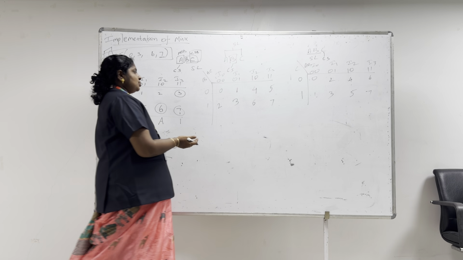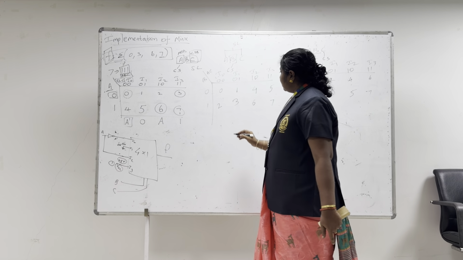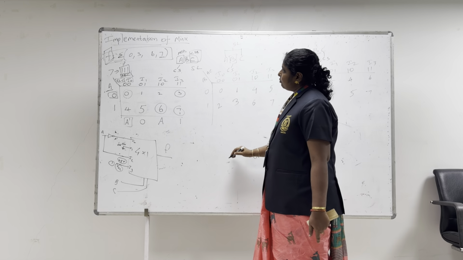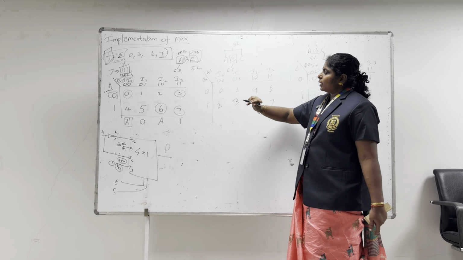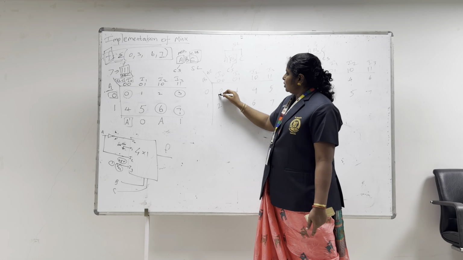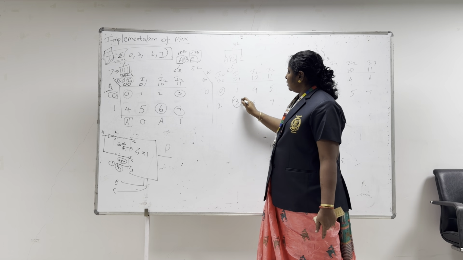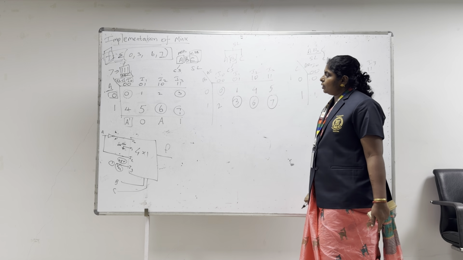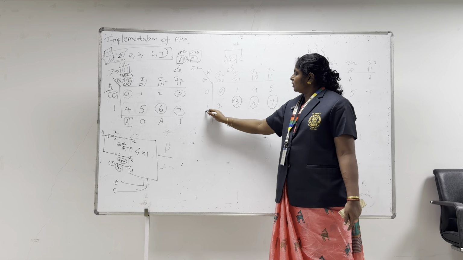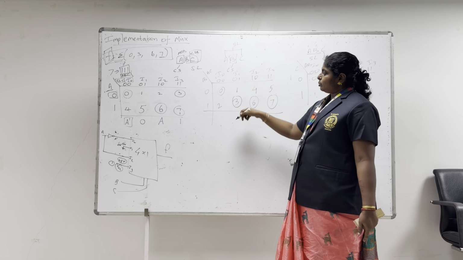And if you are choosing B as my control signal, then see how the diagram will get varied. Same question, right? For the same question, I have implemented B as my control signal. So 0, 3, 6, and 7. Okay, so when B is my control signal, the logic has been varied, right?